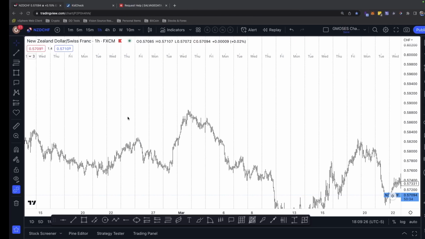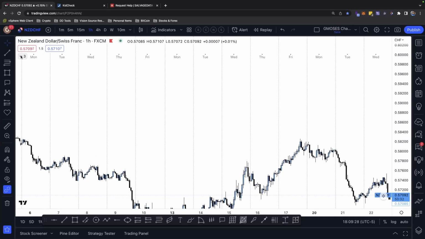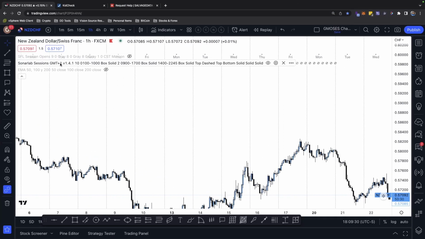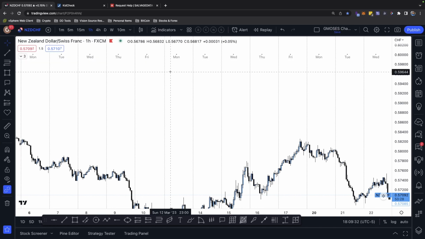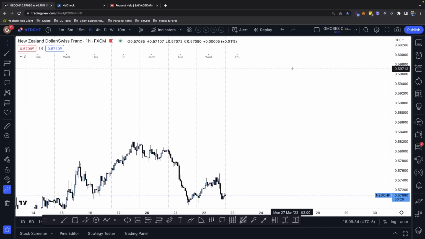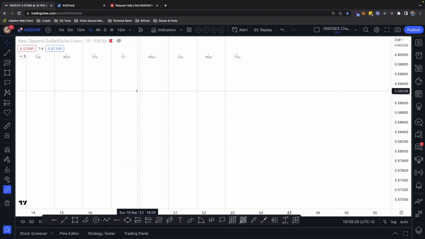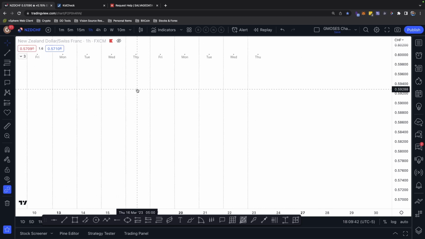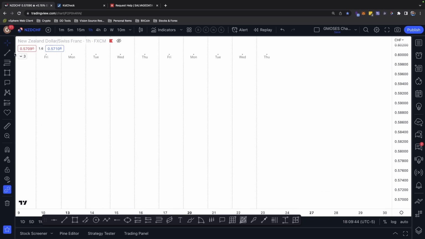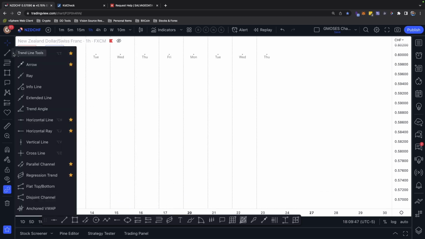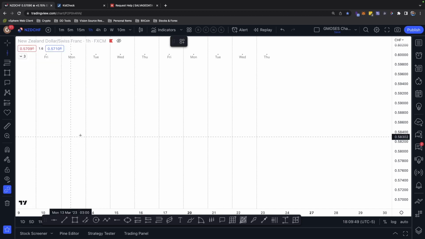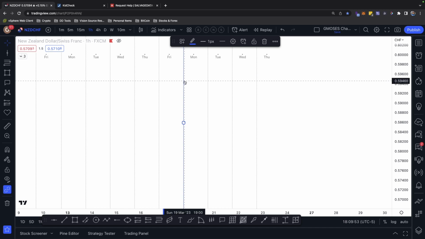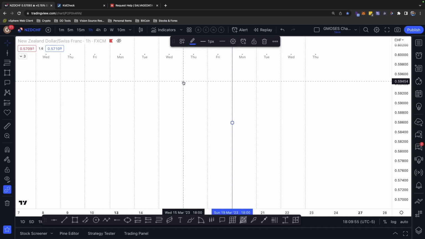All right. So here we are on NZDCHF, and I have my days of the week on here. Some of the things that I do: if you hover over the pair, you can blank out the pair. I like to do this so I can't get a bias on what the market is doing. I'll get the vertical line, and I'll place the vertical line right here, between the Friday and the Monday.